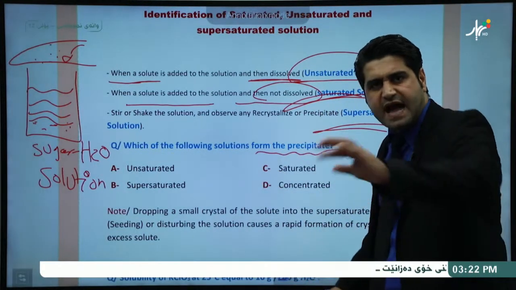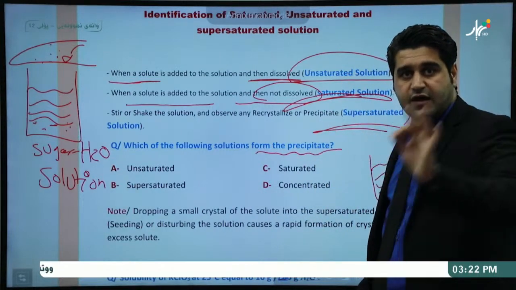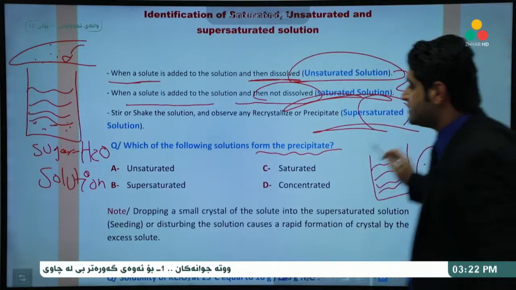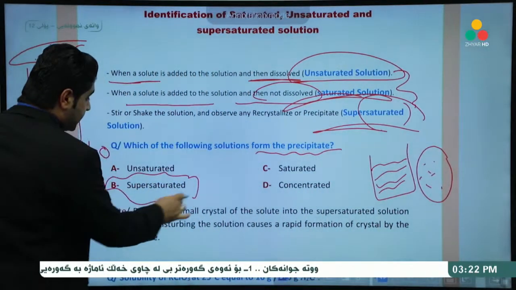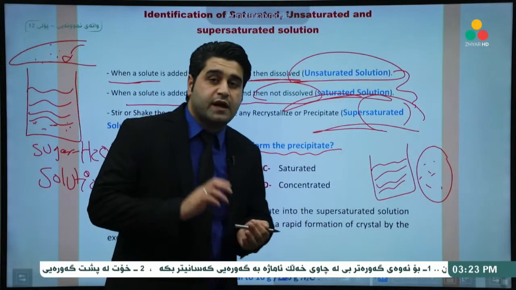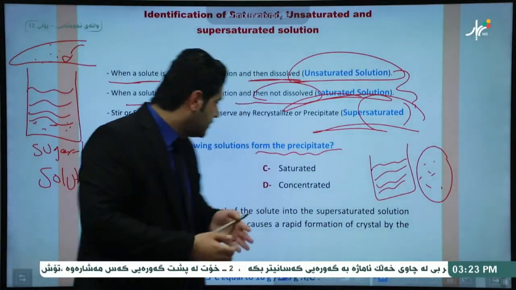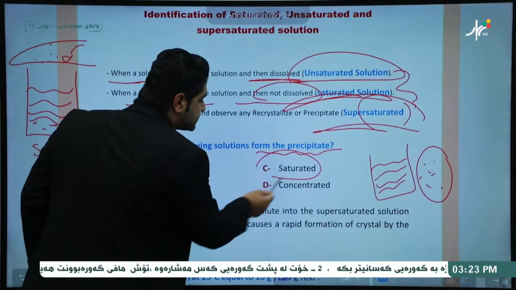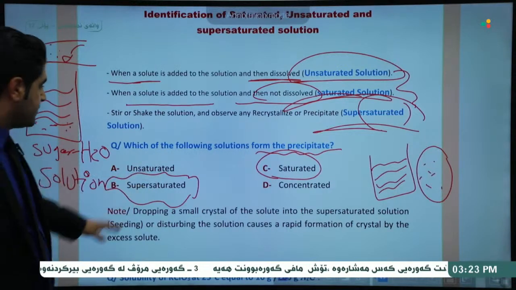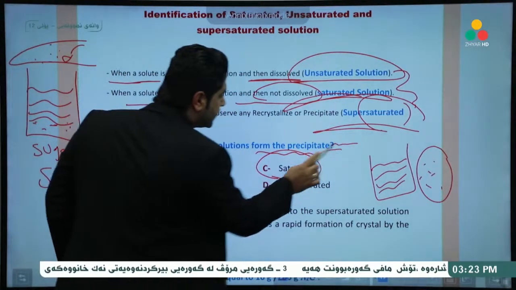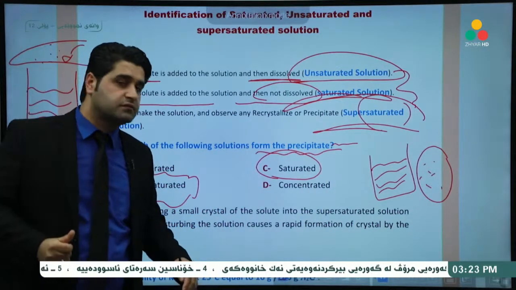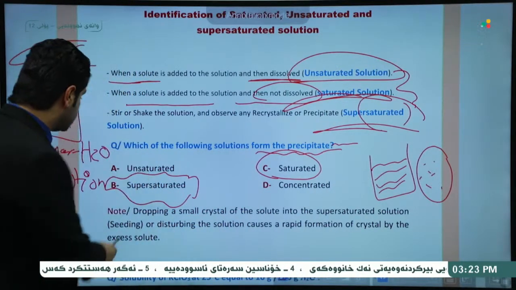So which of the following solutions forms a precipitate without adding a solute? Which of them has the ability to form a crystal? Supersaturated. But if a question says which of the following solutions forms a precipitate when we add more solute, of course saturated has that potential, and supersaturated also can do the same. But without adding more solute, it can form a crystal by itself, so it will be supersaturated.